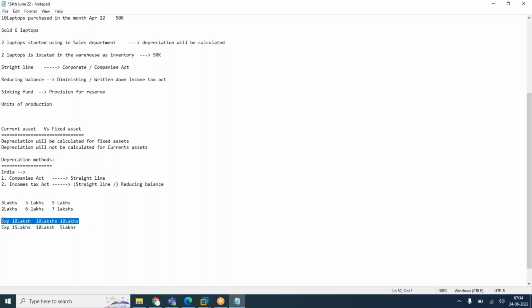Understood everyone? Any confusion? I'm muting Venkatesh, there is a lot of background noise from you. Whenever you book expenses in the straight line method, it is 10 lakhs, 10 lakhs, 10 lakhs. And in the reducing balance method, initially you book more expenses and later you book less expenses slowly.